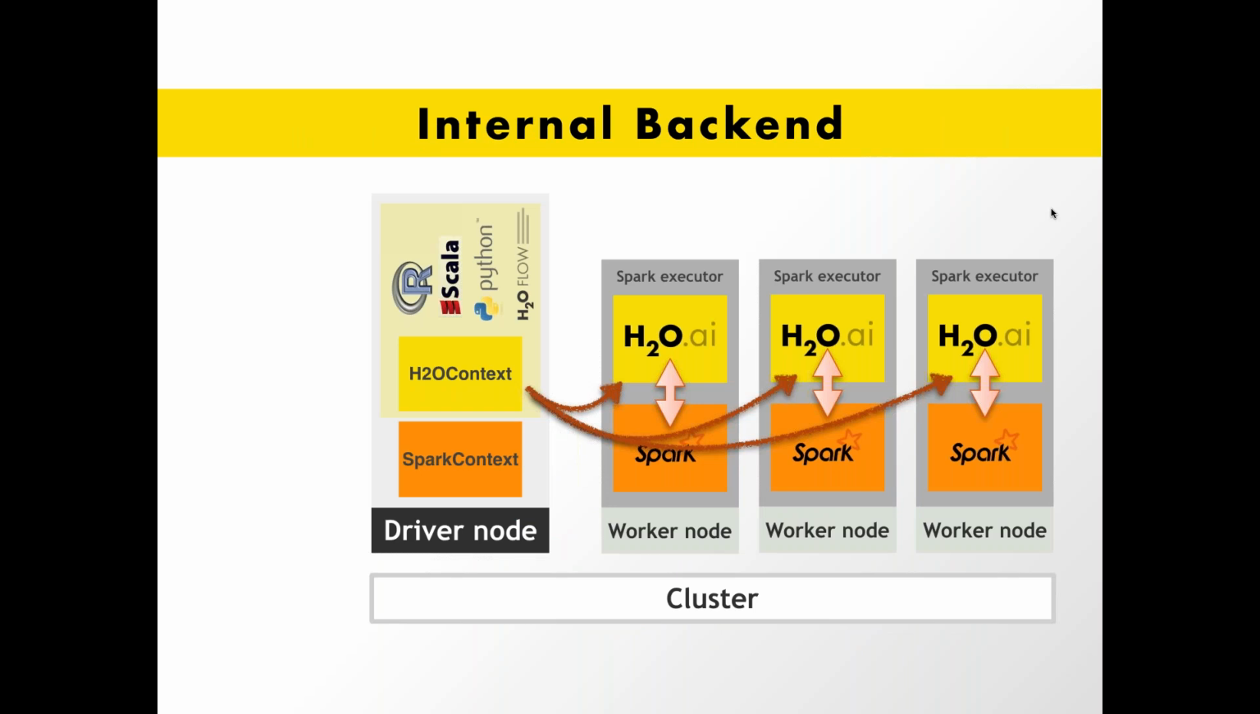This is just another picture of how we can see that. Basically, we have the driver node and several worker nodes, and in the driver node we have a Spark context class. It's the main class used in Spark, or Spark session in newer versions, which is used to orchestrate work and manage the computations in Spark. On top of Spark context, we built H2O context, which is used for similar concepts, and we use it for managing H2O jobs and H2O modeling jobs and so on.